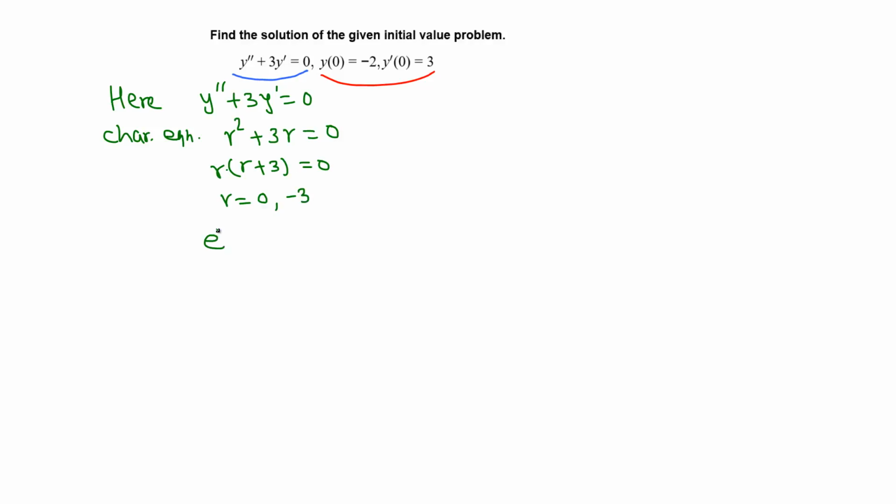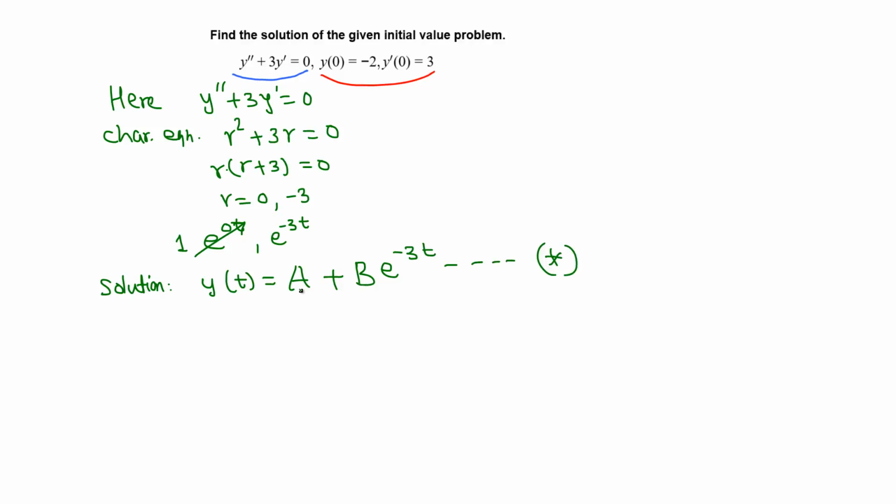So e raised to 0t is one solution, and e raised to negative 3t is another solution. By the way, e raised to 0 is the same as 1. So 1 and e raised to negative 3t are two solutions, and the general solution is then y equals c1 times the first, or a times the first, plus b times the second. Using these initial conditions, we find the values of a and b. This will be our final answer as soon as we know the values of a and b.